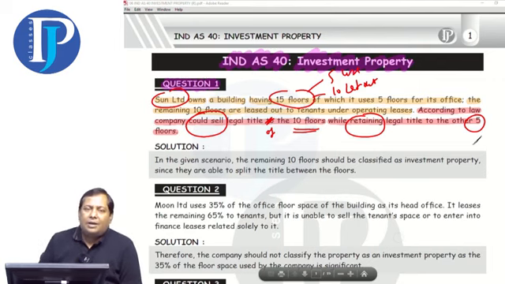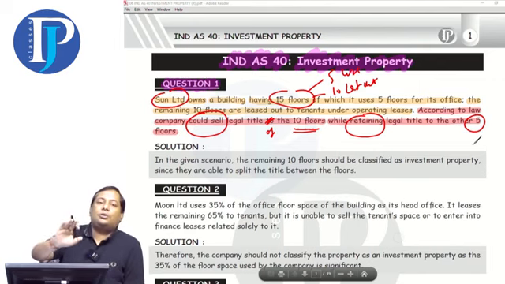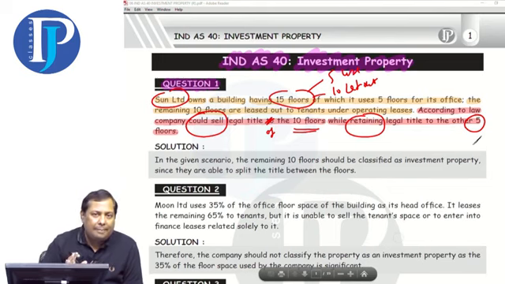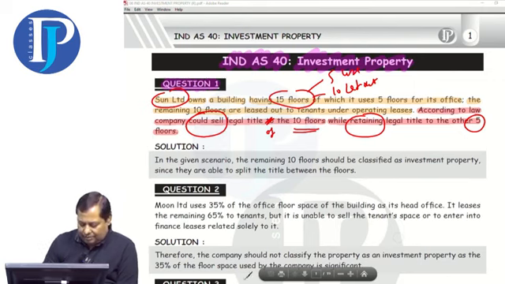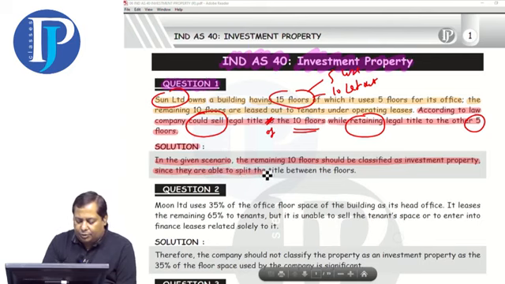And in the case of separable, we can choose different types of Ind AS. Okay, students? So, the 5 floors that are being used for the office will fall under Ind AS 16. The 10 floors that are leased out will apply Ind AS 40. This is the answer in the given scenario. The remaining 10 floors should be classified as investment property since they are able to split the title between the floors. You can also add another line.